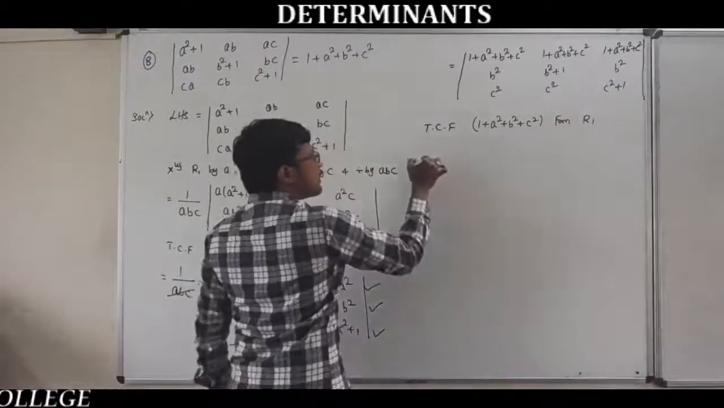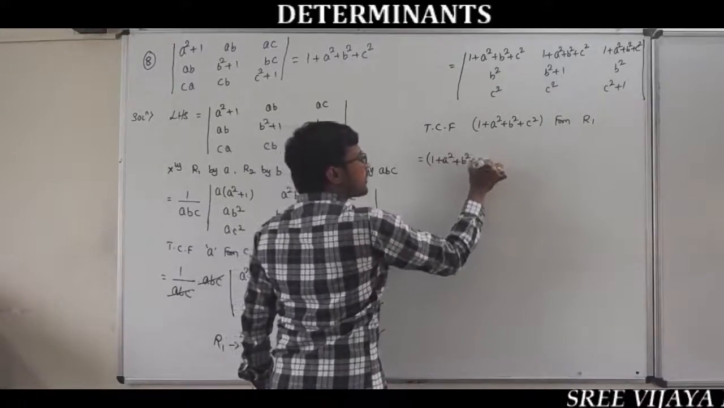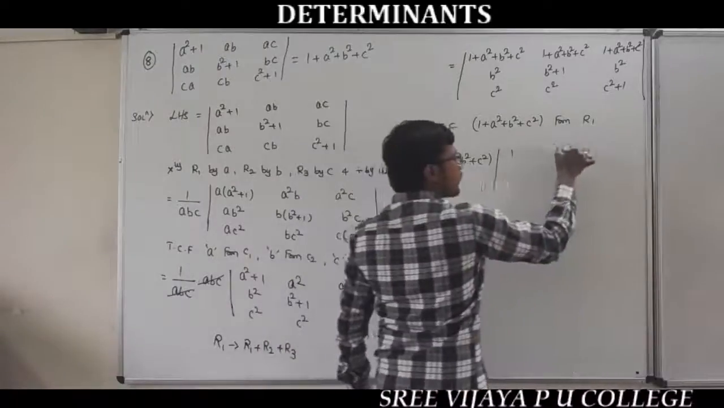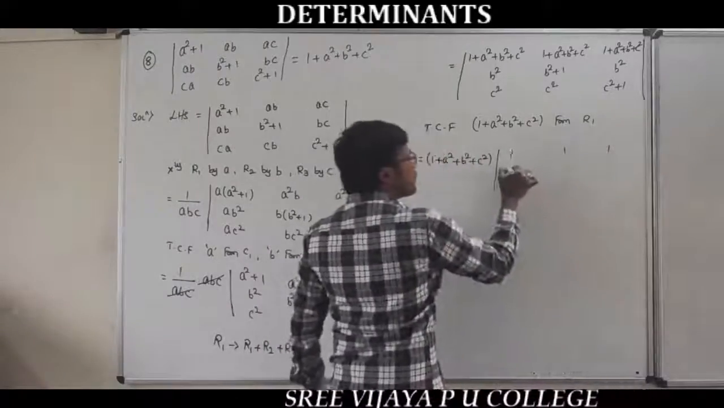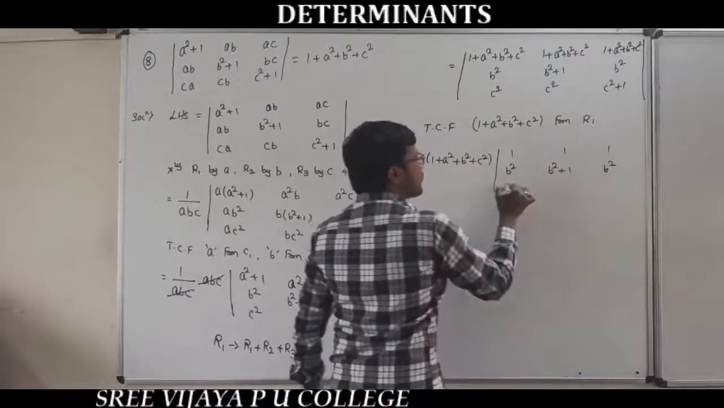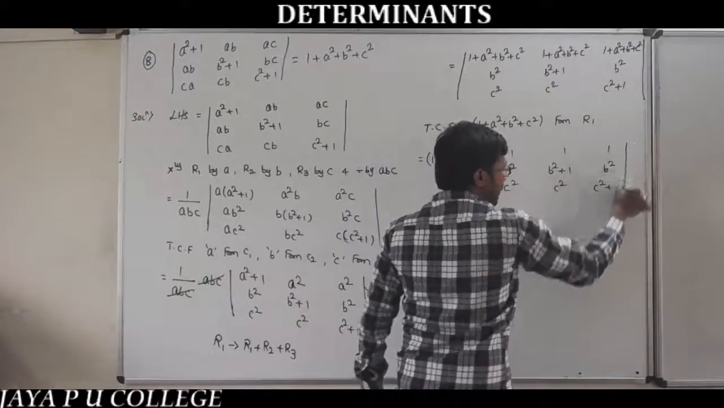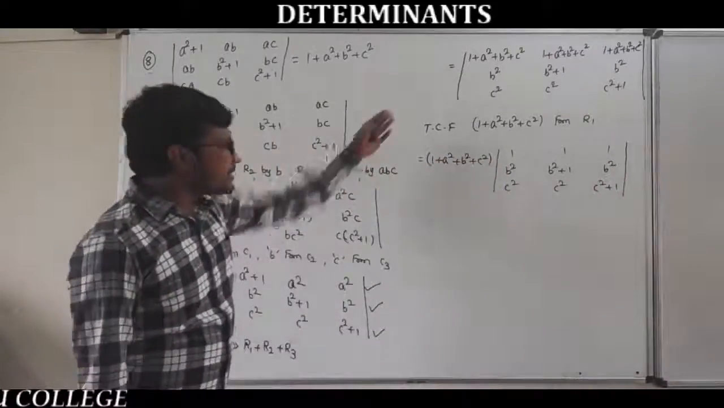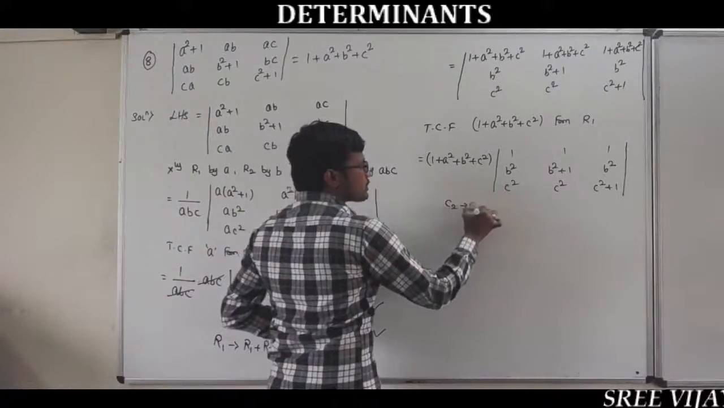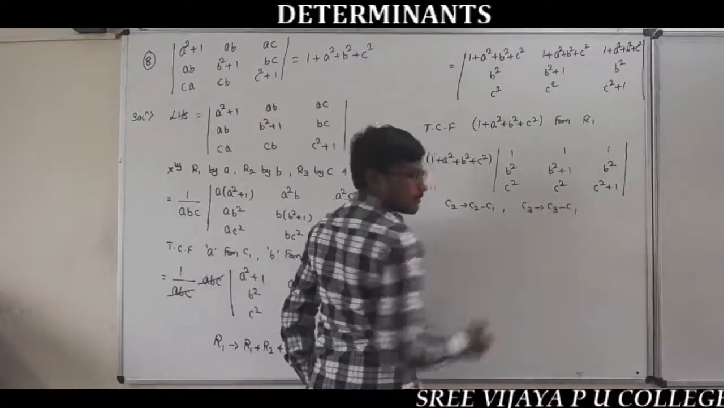So that can be written as the outside: 1 plus A square plus B square plus C square. What is remaining in R1? 1, 1, 1. R2: B square, B square plus 1, B square. R3: C square, C square, C square plus 1. So if it is R1, what is the one more elementary operation you can apply? C2 changes to C2 minus C1, comma C3 changes to C3 minus C1.